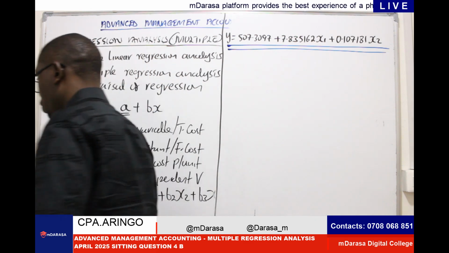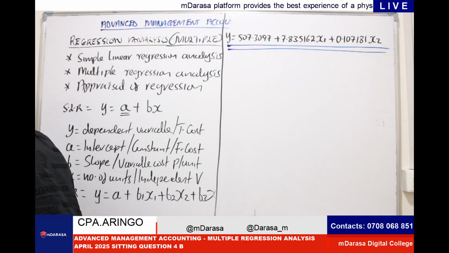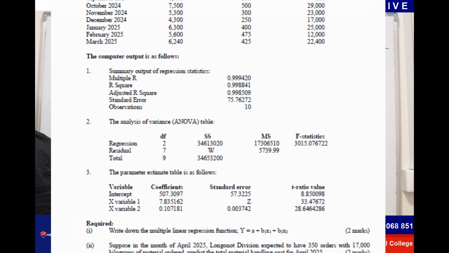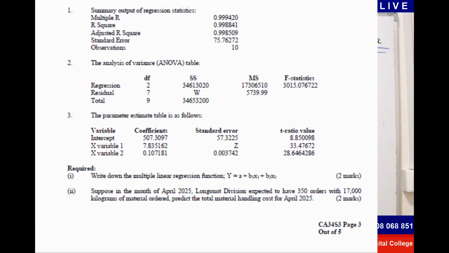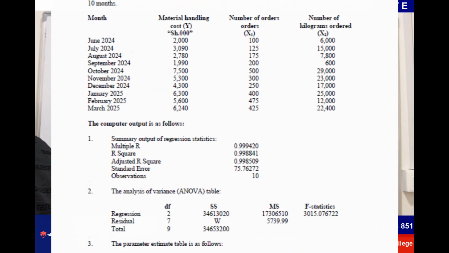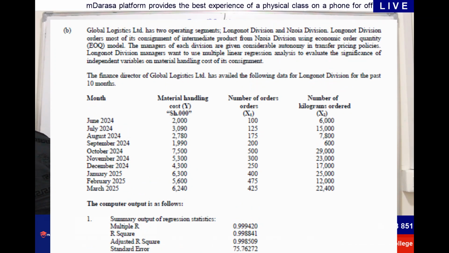Part 2 of the question, if at all you can check part 2 of the question, see what we were asked on part 2. So part 1, write down the multiple linear regression function y is equal to a plus b1x1 plus b2x2. So that's the equation. Suppose in the month of April 2025, Longonot division expected to have 350 orders with 17,000 kilograms of material ordered. Predict the total material handling cost for April 2025. So if at all we check our variables, the good examiner here told us what? That in our case, the finance, we were told like there's an item where we're told material handling.